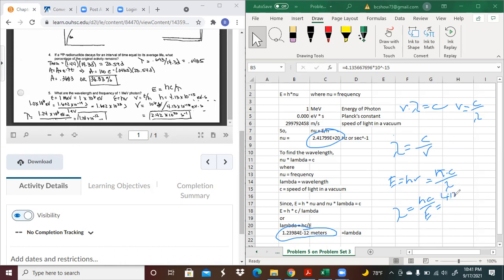And if you multiply this by this, and then divide by this, which obviously needs to be changed, I've got 4.136 times 10 to the minus 15th eV seconds times the speed of light, which is 2.998 times 10 to the 8th meters per second. All that divided by 10 to the 6th eV. You should come up with this particular result, and it will be in meters because the eVs will cancel, the seconds will cancel, and you're just left with the meters here.